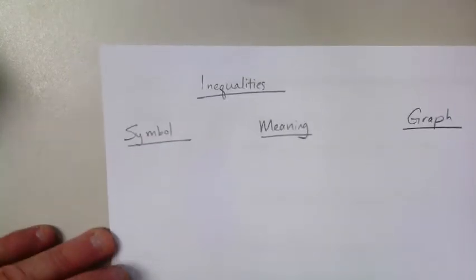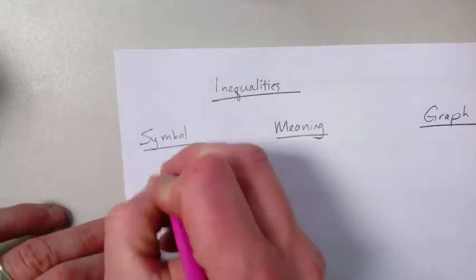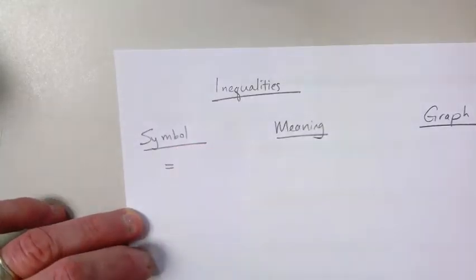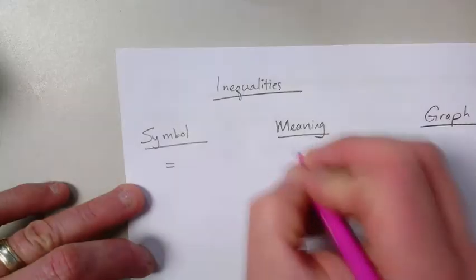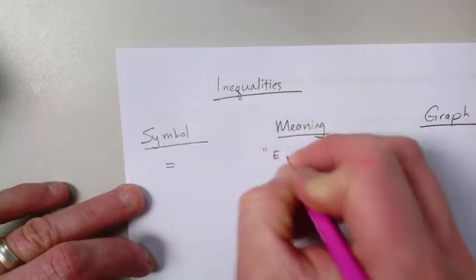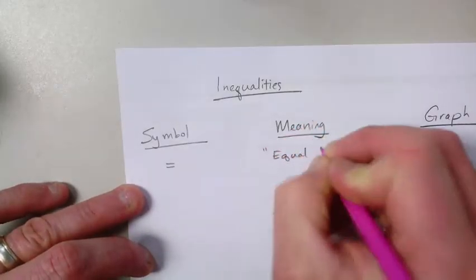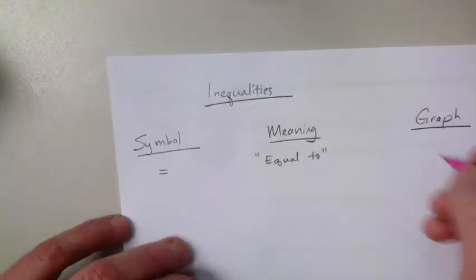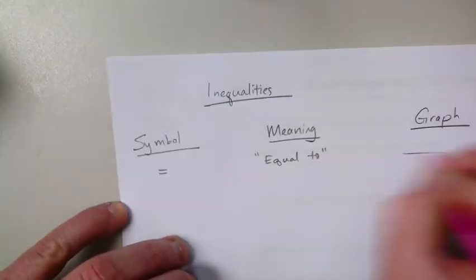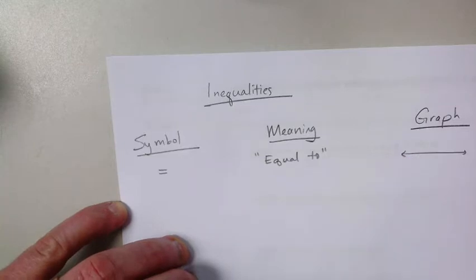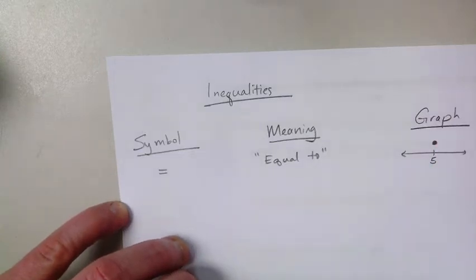I'm actually going to start out with a symbol that's not an inequality. It's an equality, equal. Well, what is the meaning? It means equal to. And how do we graph it? On a number line, if I want to say that x is 5, if this is 5, I'm just going to put a solid dot right over the top of that. You graph an equal to with a filled in circle.